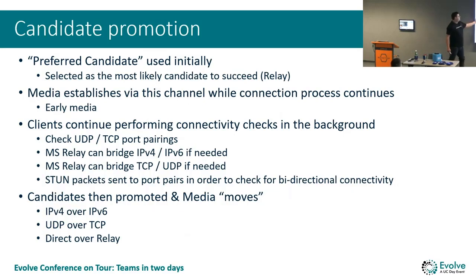The checks that it will do is it will check UDP versus TCP. The relays will also bridge between IPv4 and IPv6 if you need them to. They can bridge between TCP and UDP if you need to. And they will then promote candidates in this order. So it will prefer IPv4 over v6, it will prefer UDP over TCP, and it will prefer direct media over relay. So that's how it goes through and works out how to promote the different candidates until you have an optimal call.